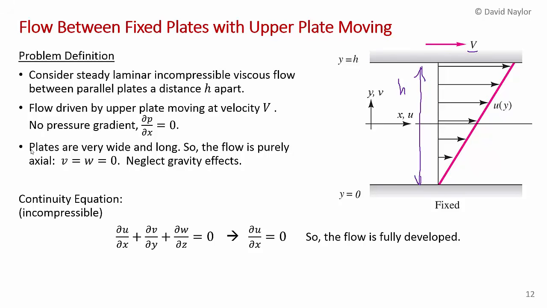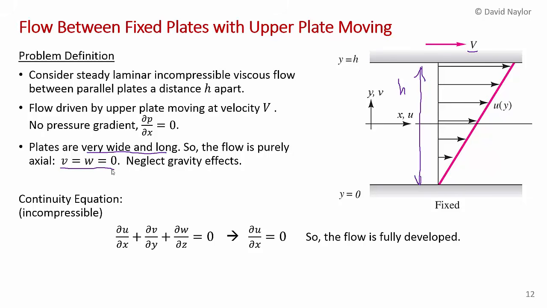Again, we're going to assume that the plates are very long and wide, so the flow is purely axial. We have no y component, no z component of velocity, and we're going to neglect gravity effects. Not that that's necessary, but if you added gravity in, it would just add a hydrostatic pressure gradient. It wouldn't change the flow field. It just makes our life simpler to neglect gravity at this point.